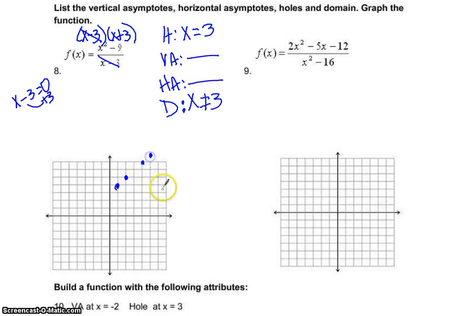and 5, 8. Remember we said there is a hole at x equal 3, so right here you have a hole, so you draw an open circle. And then you draw a line connecting your dots, and this is your graph.